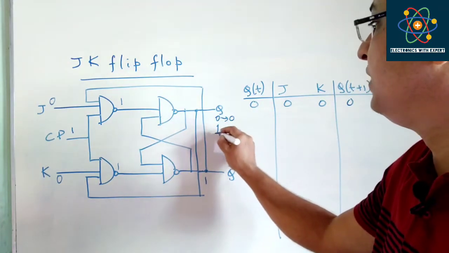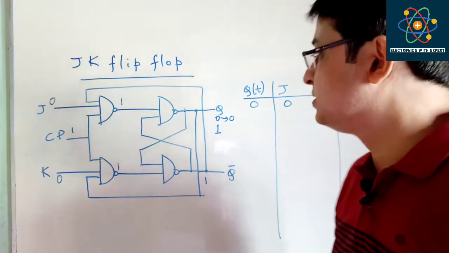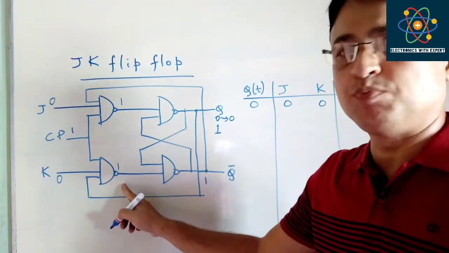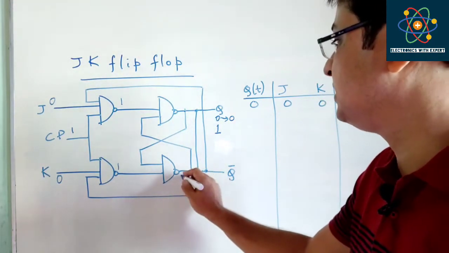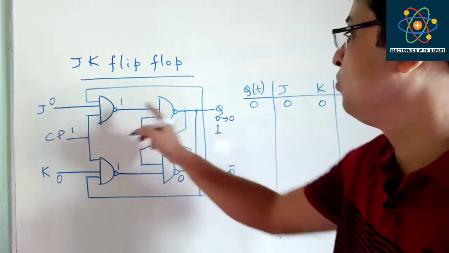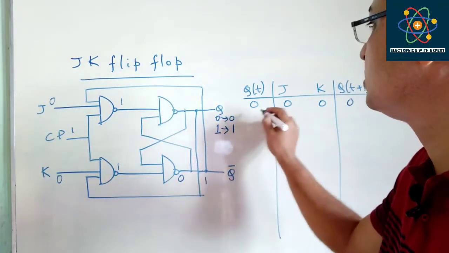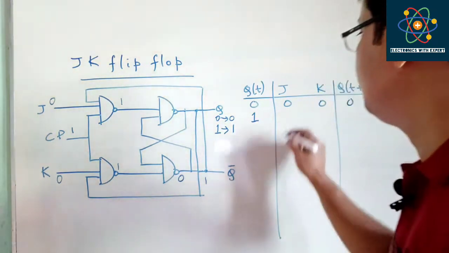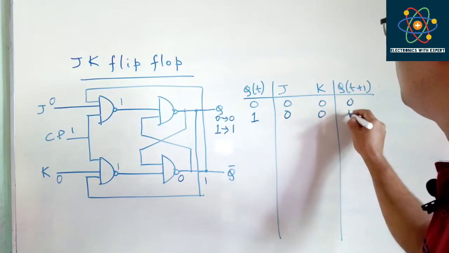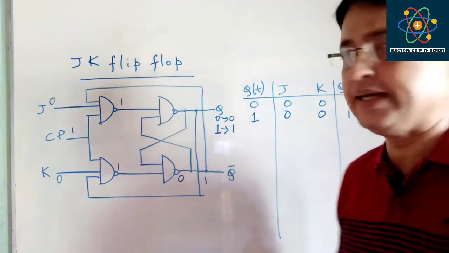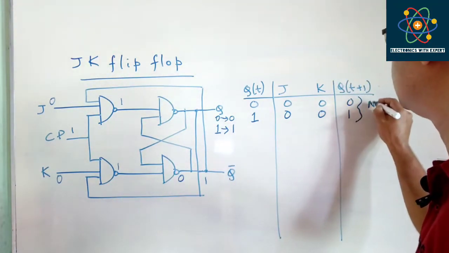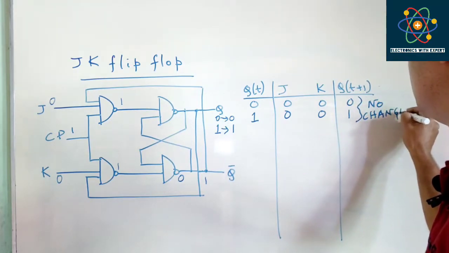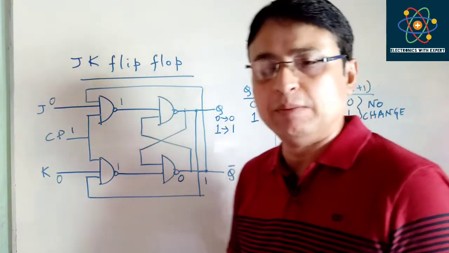Now if the previous state output was 1, what happens? For this 1 and this K NAND gate output equal to 1, this makes this equal to 0, and 0 and 1 makes this output equal to 1. So if the previous state output is 1, then for J=0, K=0 it will be 1 in the next state. So this is our no change state, or this is the memory state.